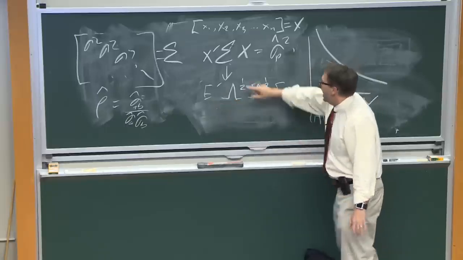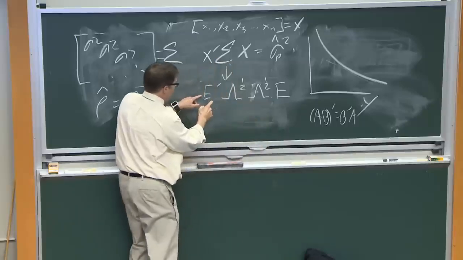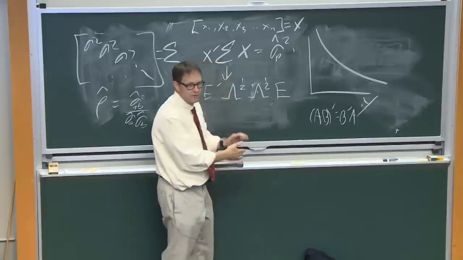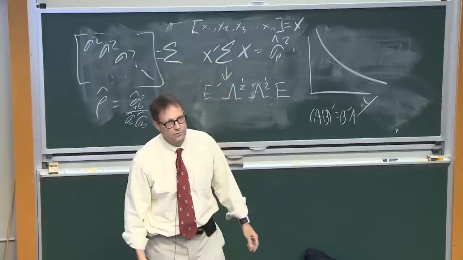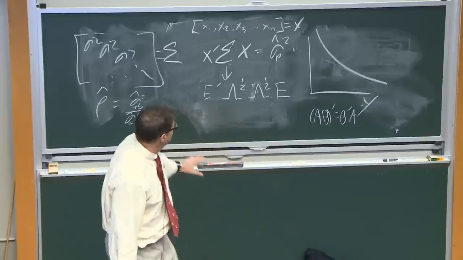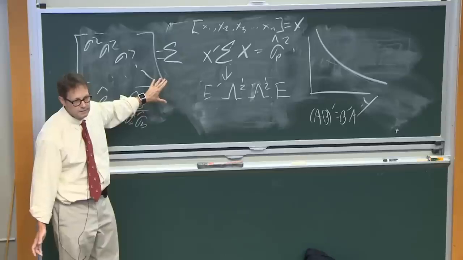Anyway, I can factor this into this, where this is a matrix of eigenvectors. This is a diagonal matrix of the eigenvalues. This is the vaunted Gaussian copula. This is it.